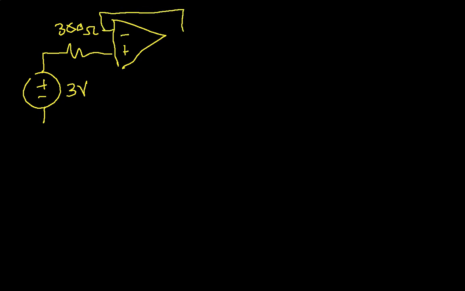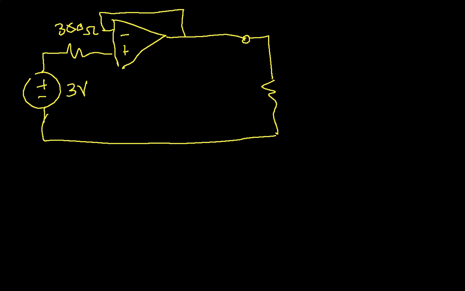We had 3 volts and 300 ohms. This goes into the non-inverting input. The inverting input is connected to the output, and this is connected to, if I remember correctly, a 1 kΩ load, and we want to find this output voltage.